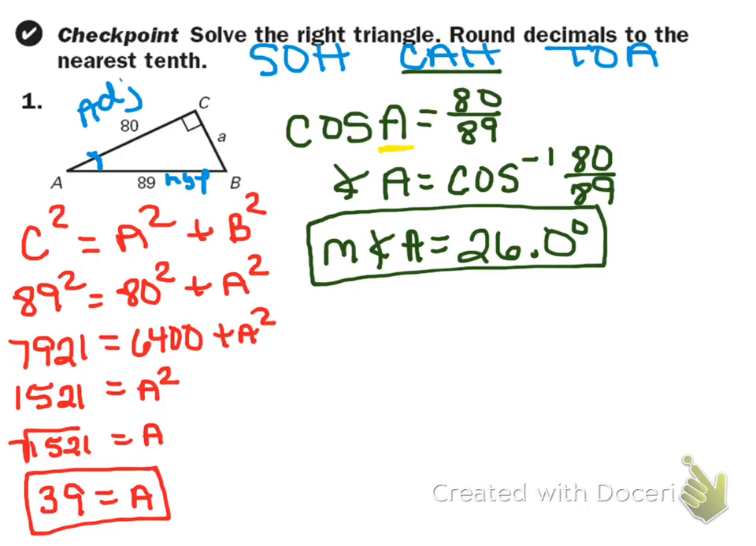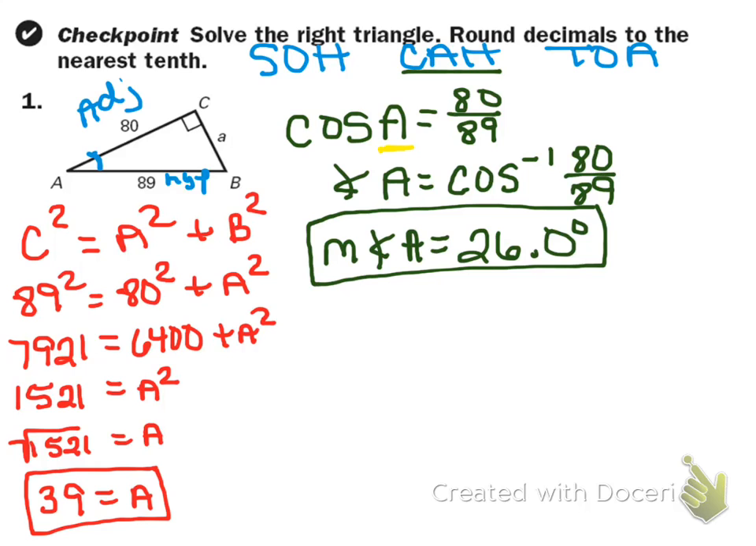Okay, the triangle is still not solved. We have one more angle to find. To find the last acute angle, remember that in a right triangle, or in all triangles, first of all, the total angle measure is 180 degrees. And in a right triangle, the right angle uses 90 of those degrees, so you have 90 left for your two acute angles to share.